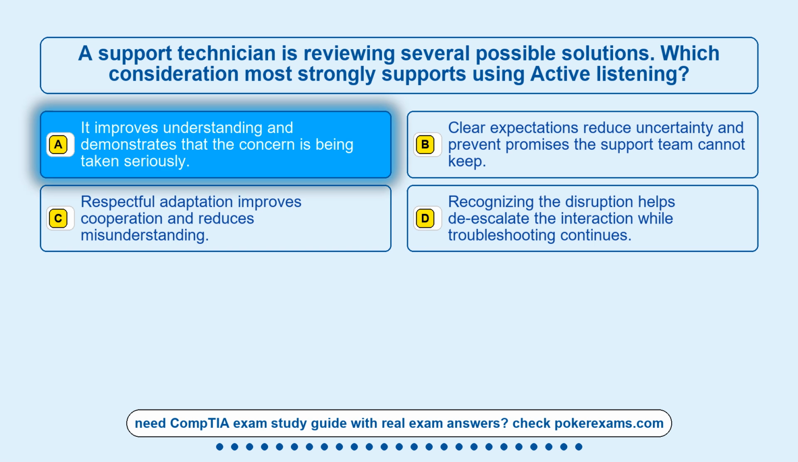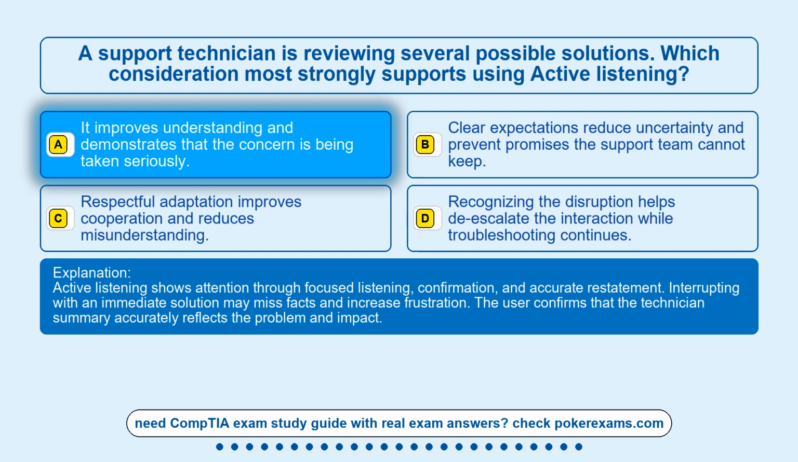The correct answer is option A. It improves understanding and demonstrates that the concern is being taken seriously. Active listening shows attention through focused listening, confirmation, and accurate restatement. Interrupting with an immediate solution may miss facts and increase frustration. The user confirms that the technician's summary accurately reflects the problem and impact.